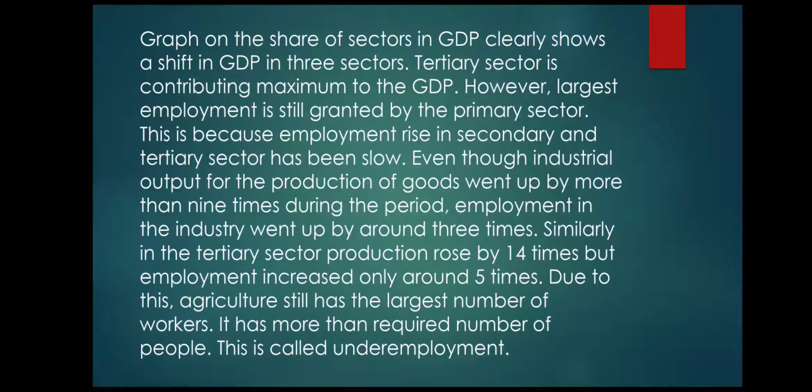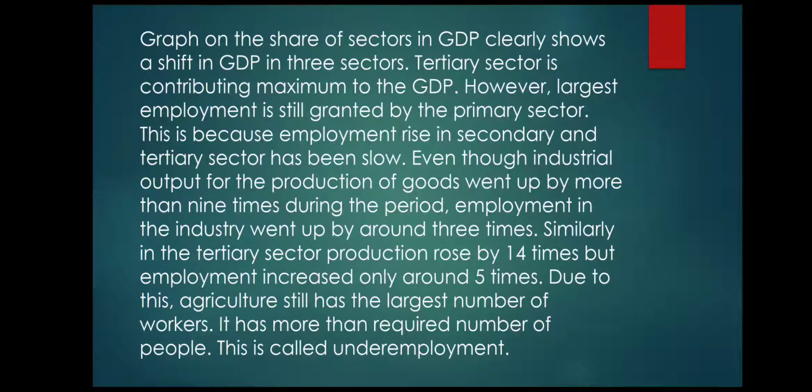So the graph on the share of sectors in GDP clearly shows a shift in the three sectors: the tertiary sector is contributing the maximum to the GDP. However, the largest employment is still provided by the primary sector. This is because employment rise in the secondary and tertiary sector has been slow.